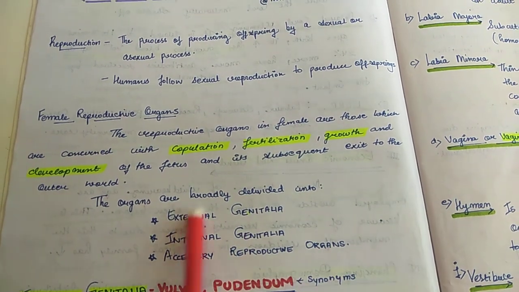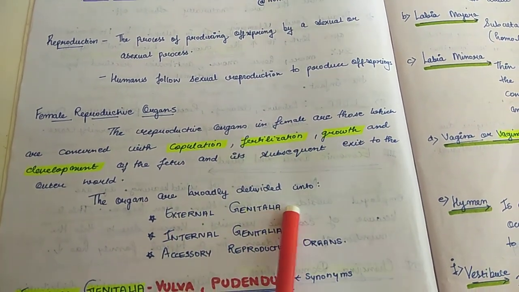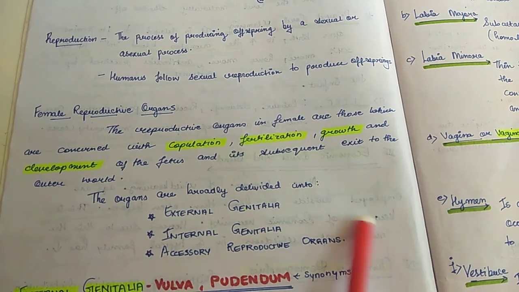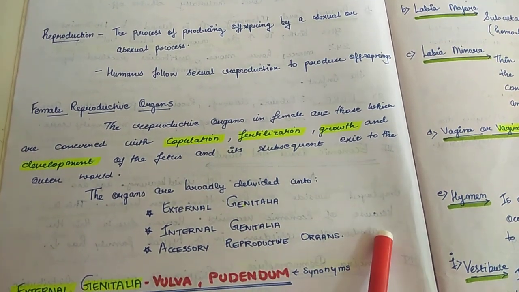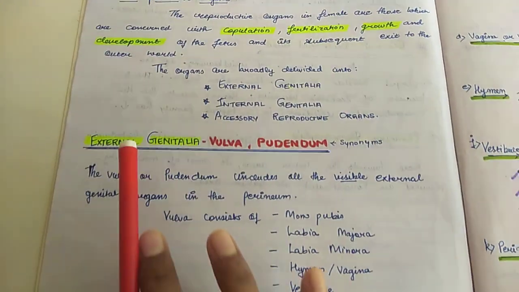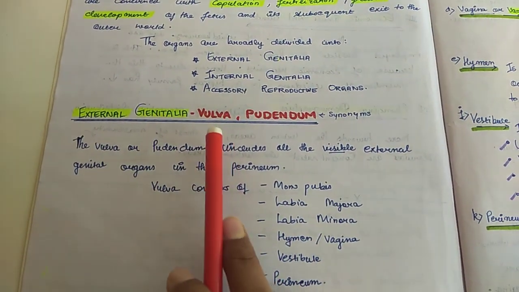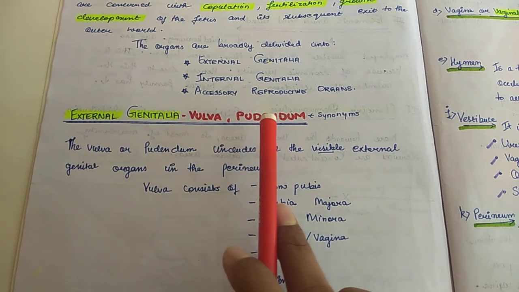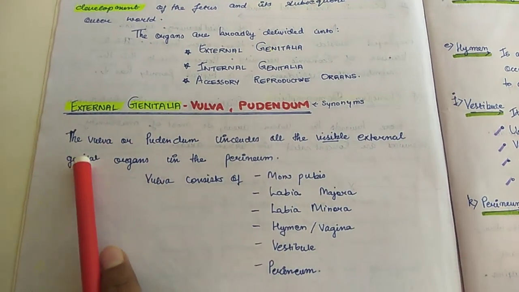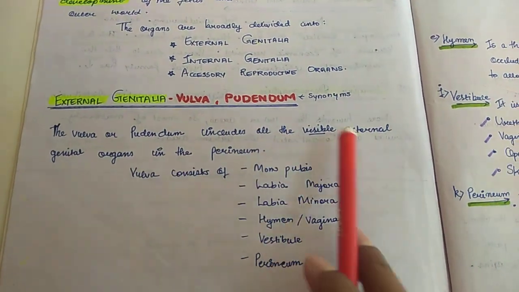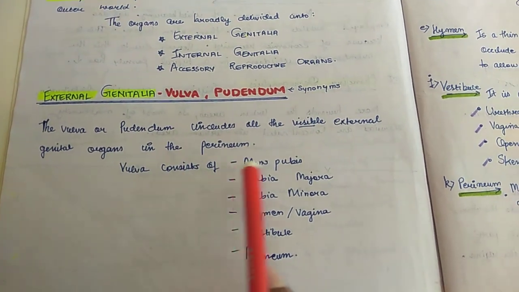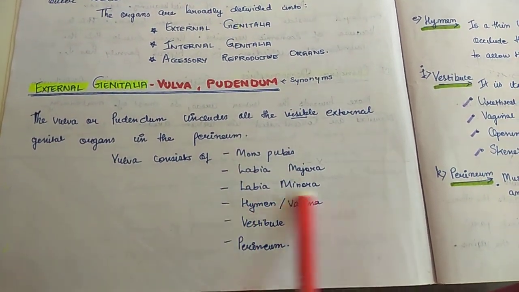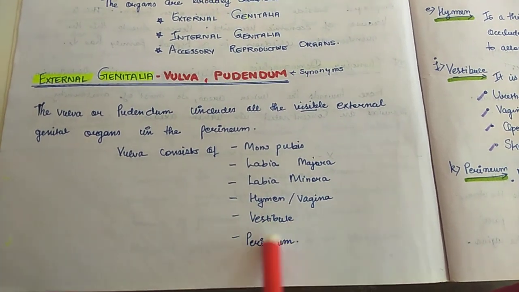In detail we will see what the external genitalia are and their parts, the internal genitalia and their parts, and also the accessory reproductive organs and their function. So first let's move with the external genitalia, which is the vulva, and another name for vulva is pudendum. The vulva or pudendum includes all the visible external genital organs in the perineum. Vulva consists of mons pubis, labia majora, labia minora, hymen, vestibule and perineum.